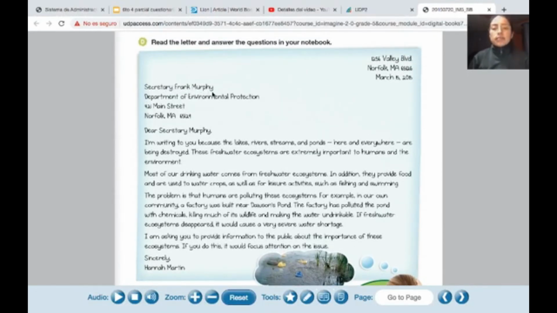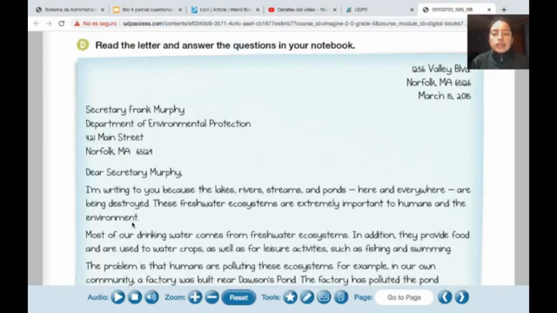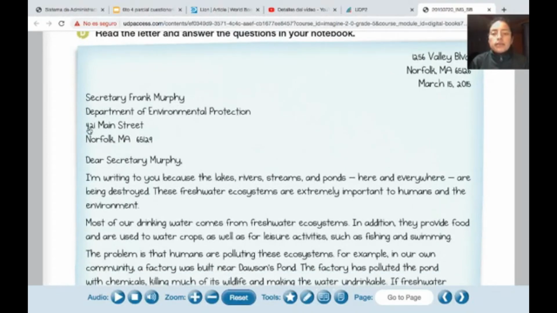Secretary Frank Murphy, Department of Environment Protection. Please read this number. 421 Main Street, Norfolk, MA. Please now read this.